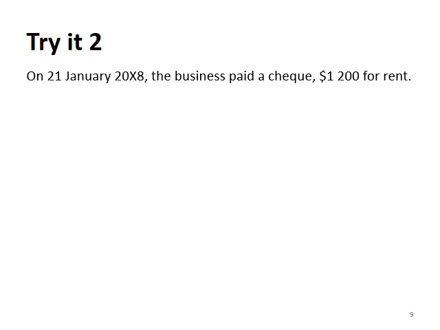Let's try another one. On 21st January 20x8, the business paid a check of $1,200 for rent. Take some time to find out the keywords which you would highlight to tell you which accounts are affected.